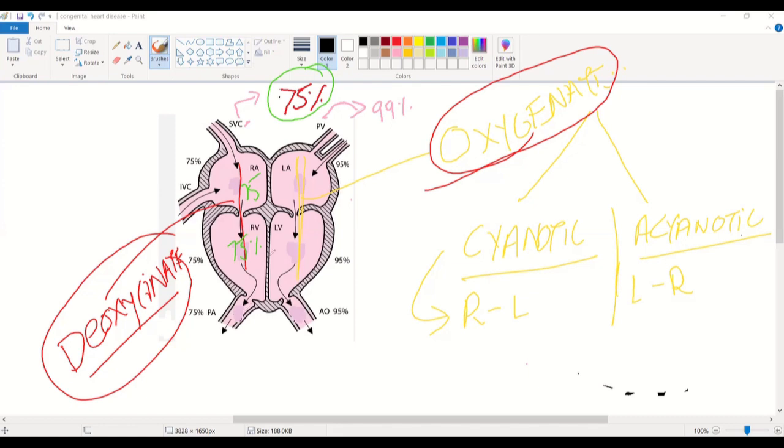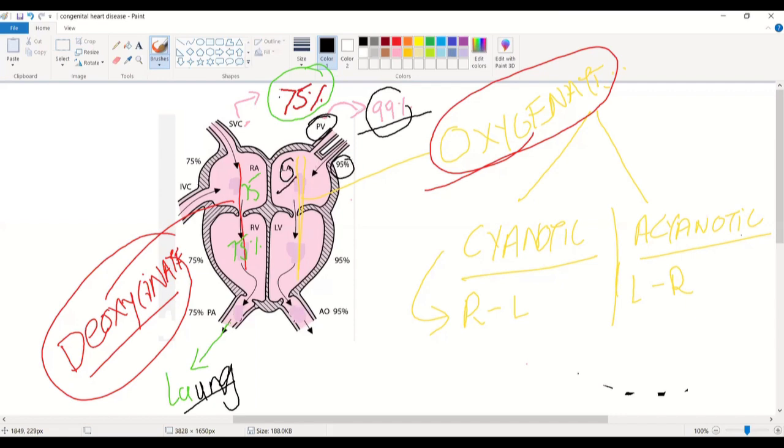After the pulmonary artery, this blood goes to the lungs, and the lungs oxygenate the blood. This blood comes into the left atrium through the pulmonary vein, and the pulmonary vein contains 99% oxygenated blood. So there is a change from 99 to 95% in the left atrium.